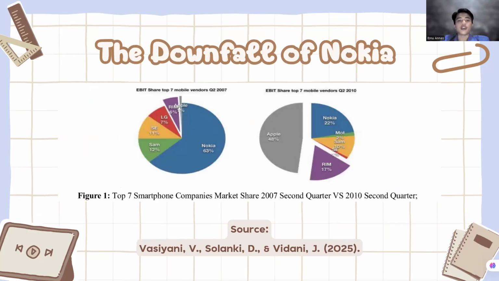Now, the downfall of Nokia. This is a diagram that I got from the journal by Fasciani, Solanki, and Vidani 2025. The diagram shows the top seven companies' market share from 2007 to 2010. In 2007, Nokia had the biggest market share at 63%, while in 2010, Apple had the biggest market share at 48%, but Nokia had a huge downfall from 63% to 22%.